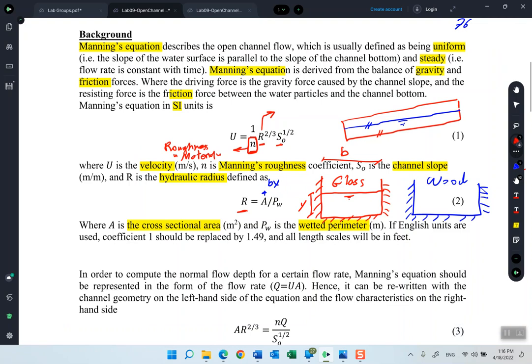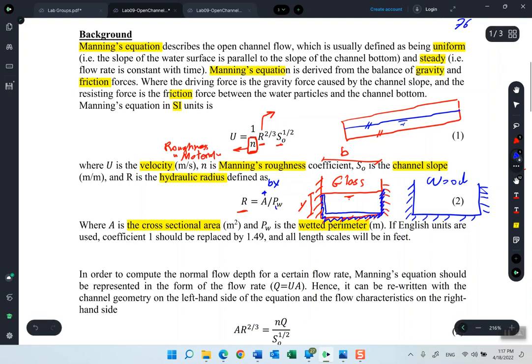Okay, what about the water perimeter? Actually, the name implies the meaning of itself. It's the water perimeter. In other words, it's the length or the distance that has an interaction between the water itself and the section. So for this section here, this is the distance of the water perimeter. This is the length of the water perimeter.